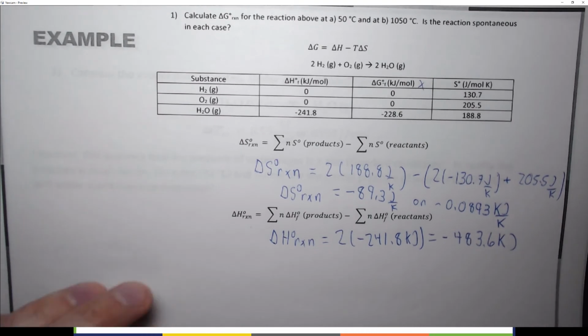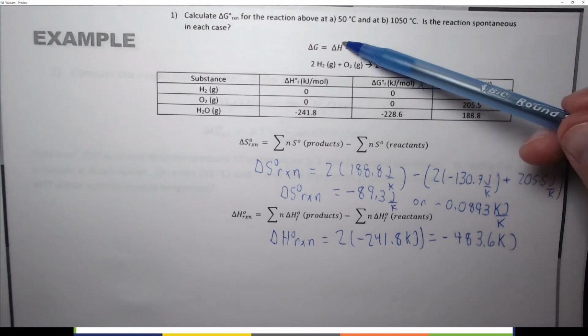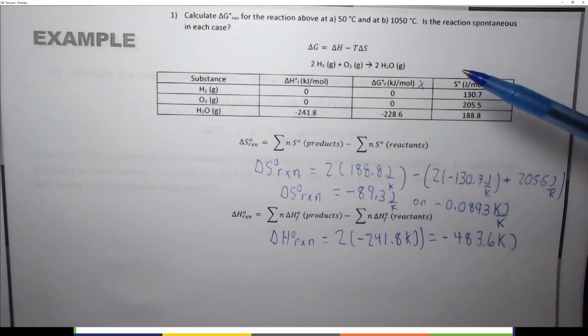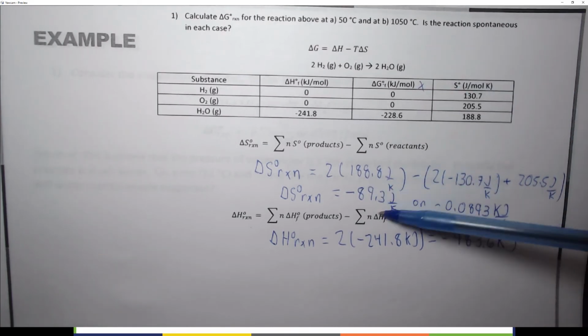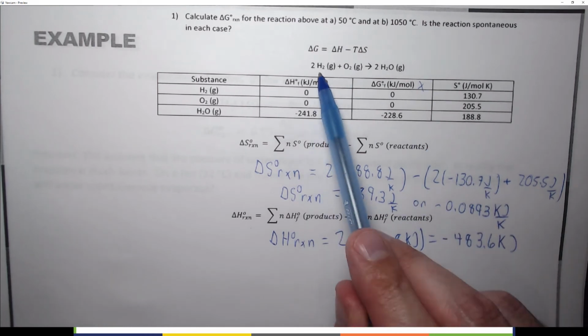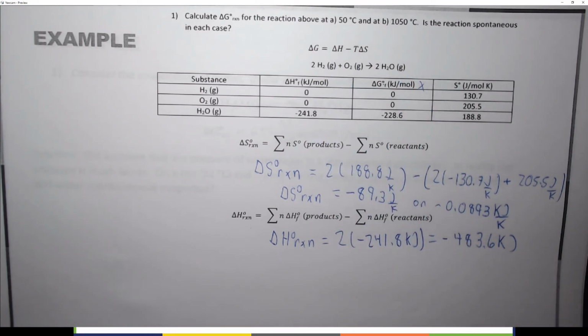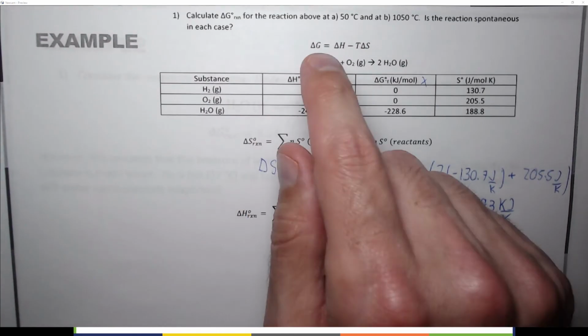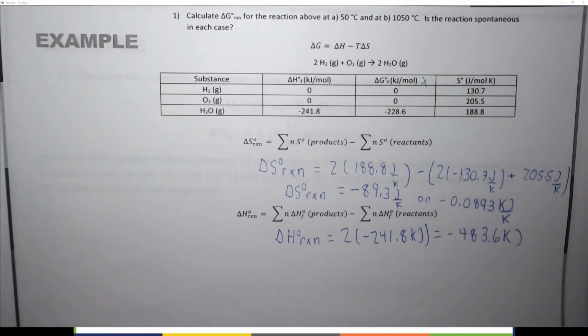483.6 kilojoules. All right, so in this case, we have a large exothermic reaction, negative 483.6 kilojoules. And we have a relatively small decrease in entropy because we have 3 moles of gas forming 2 moles of gas. So this should be spontaneous at all temperatures, except very, very high temperatures. So what we want to see is whether 50 degrees C or 1050 degrees C is a high enough temperature.